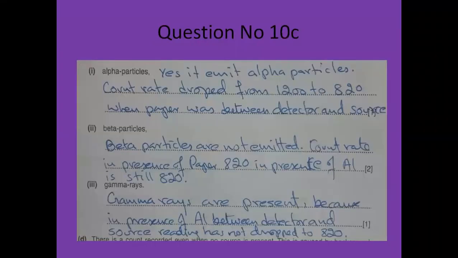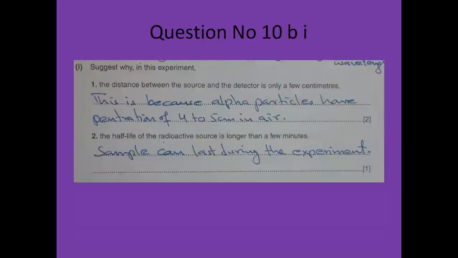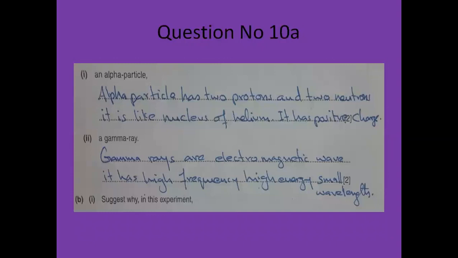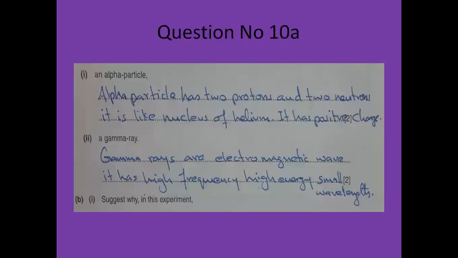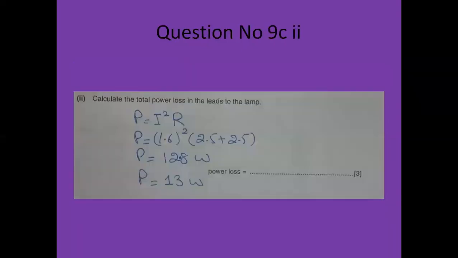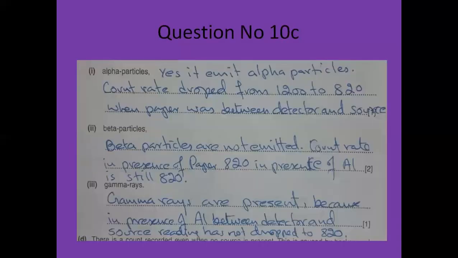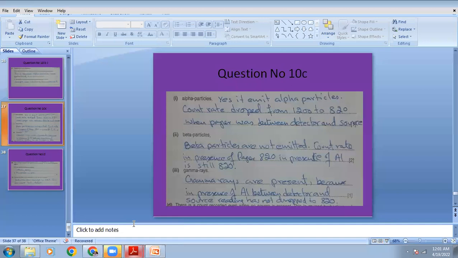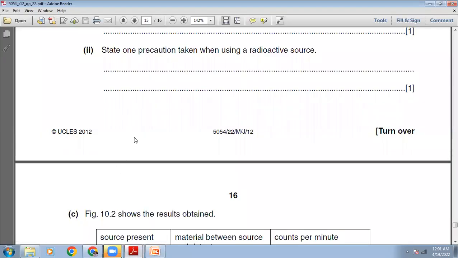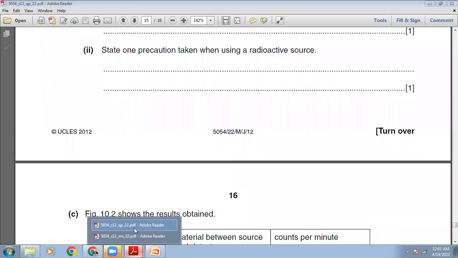Okay, yes, it can. Where is our answer? Precautions. I think I missed that answer. So let me show you. I think I have not. I forgot to include that. So you know what the precautions are.